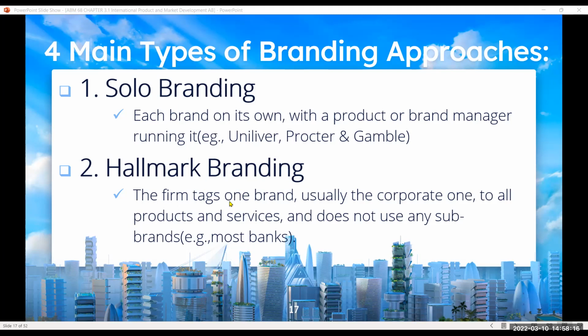So next we have hallmark branding. The firm tags one brand, usually the corporate one. There are complement goods, so they tend to tag one brand over the other. We have the example of Nestle: Nestle Coffee and Coffee Mate. As you can see, they still use the main name, which is Nestle, the main company. So with Nestle, they put it on their coffee: Nestle Coffee, Nestle Coffee Mate. So they are complements. We have another example, Nesty. They still use the name of their main brand, the corporate one, Nestle. So Nestle to Nesty, and so on and so forth. That's another example of hallmark branding.